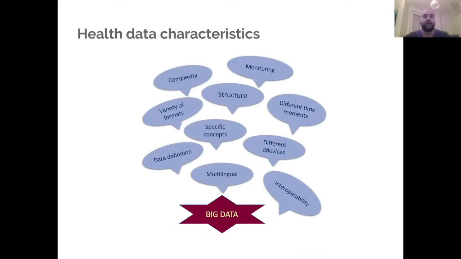Some of the characteristics that health data has are these ones. It's complex, and the structure is not always the same. We have a variety of formats and specific concepts. Sometimes it's multilingual. We have interoperability issues, which is one of the main problems we have, and different devices. All these characteristics apply to health data as well as to data in other sectors, but this is really important. All these characteristics lead us to the concept of big data that is so popular nowadays.